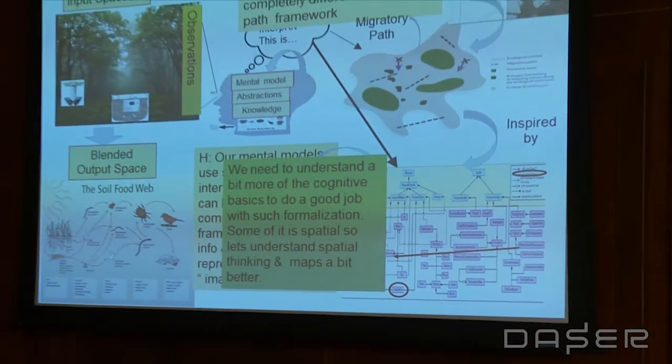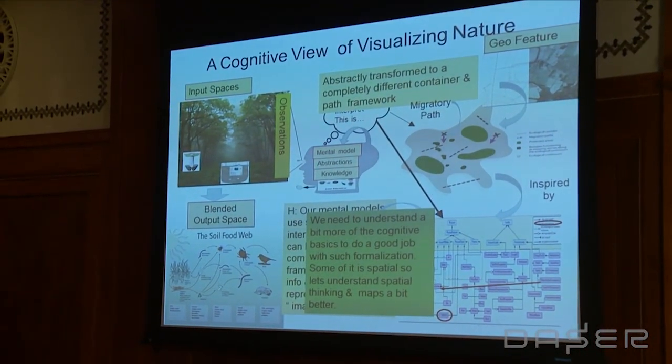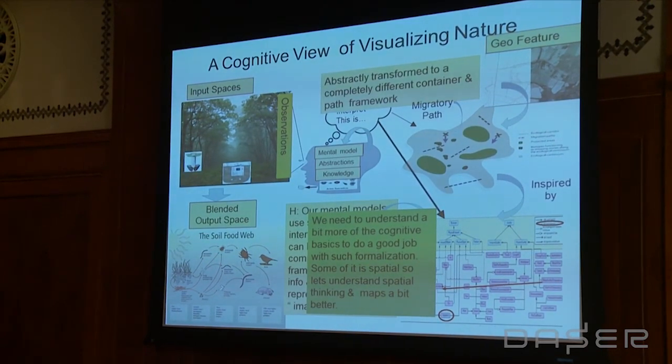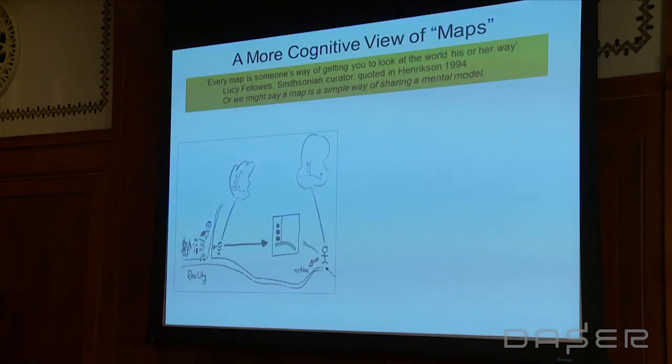And as noted here, we need to understand a bit more of the cognitive basics, however, to do a good job of building these ontologies, because if they're wrong, then we'll get wrong answers. Now, some of the knowledge is spatial, so let's understand spatial thinking and maps a bit more. And so now I'm going to jump to a discussion of maps, and I start with a quote from Lucy Fellows. It gives part of the idea.